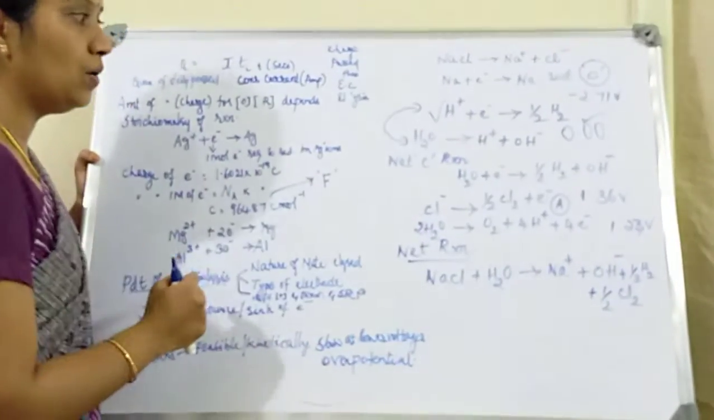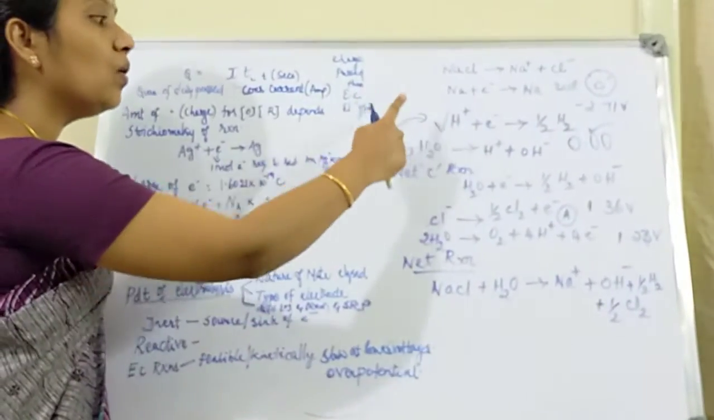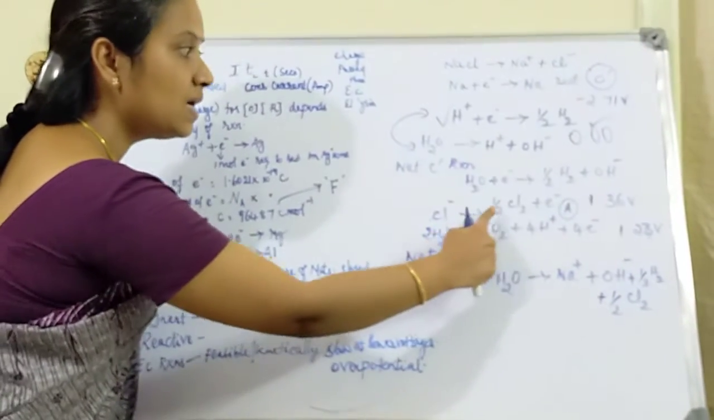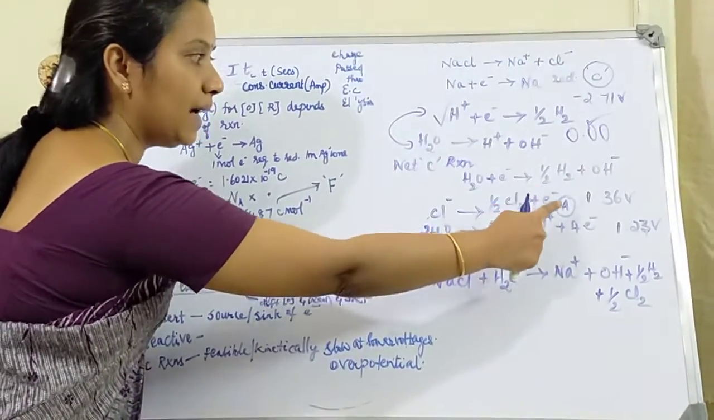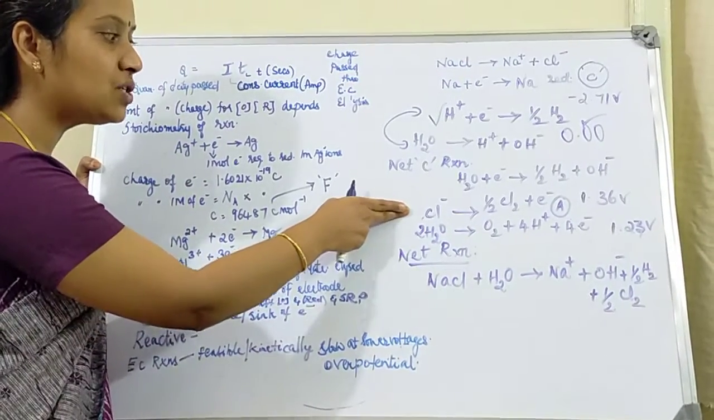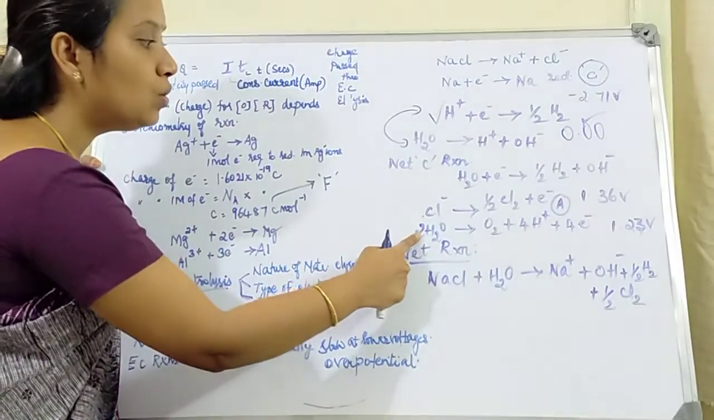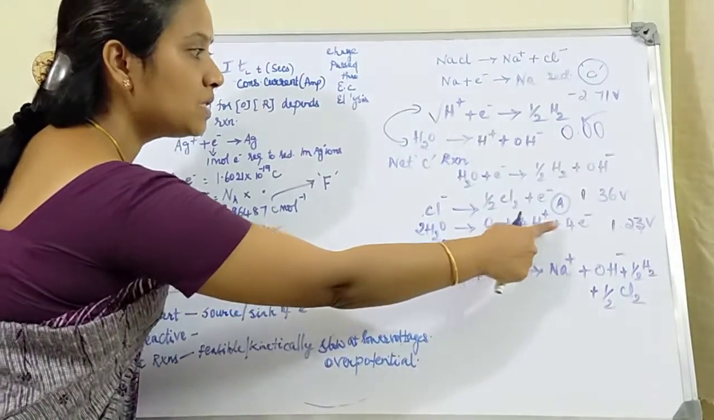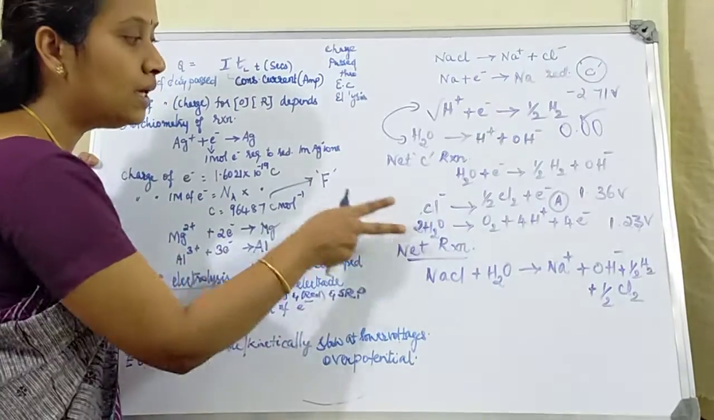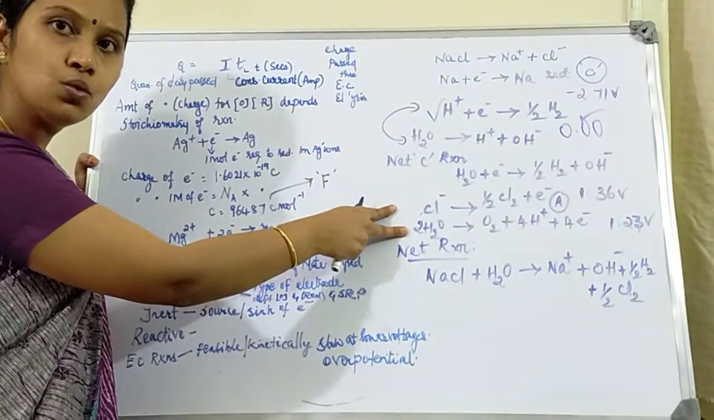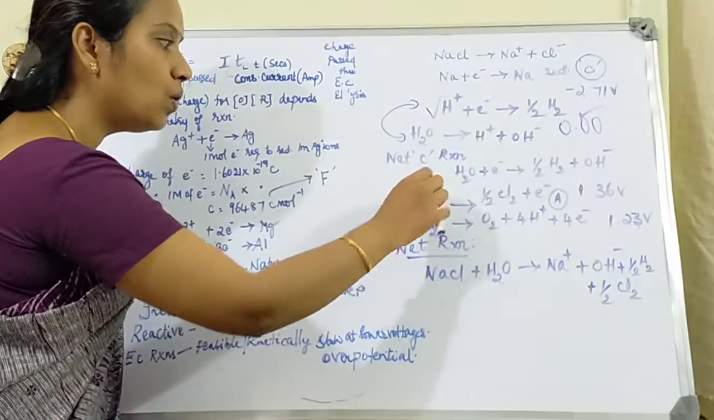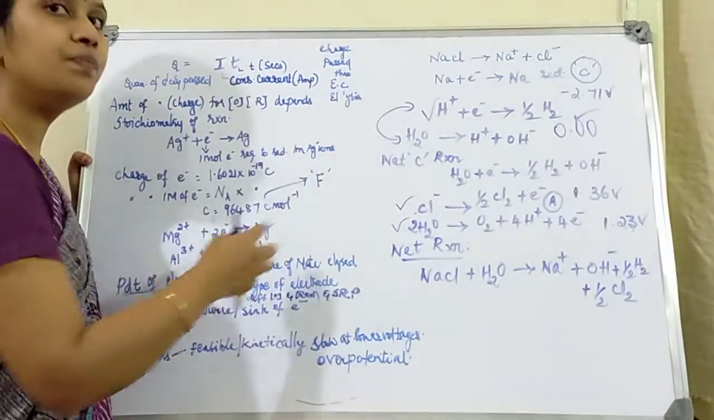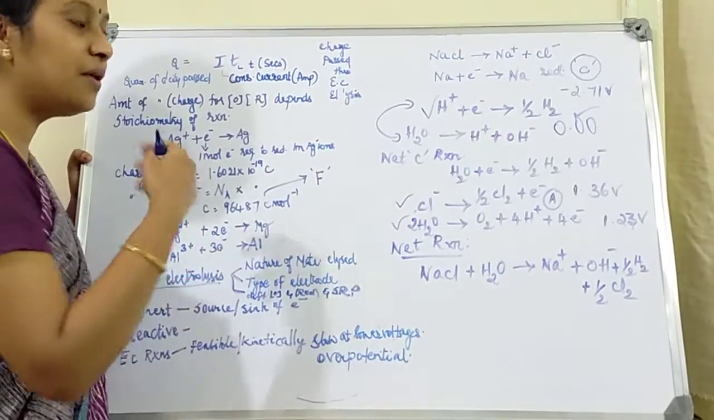What happens at the anode? In anode, your chloride will be oxidized. What is the reaction? Cl- gives half Cl2 + e-. Now who is the competitor reaction? Your water dissociation. Two water molecules dissociate to give you 4H+, 4 electrons and oxygen. Okay. So there is a competition between these two reactions, between your oxidation of chloride and your dissociation of water molecule. Now what will you say? Which one will be dominated? Which one will be preferred?